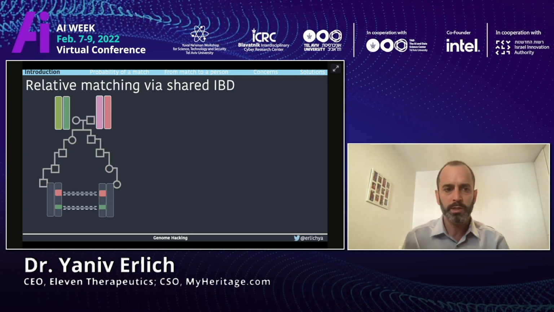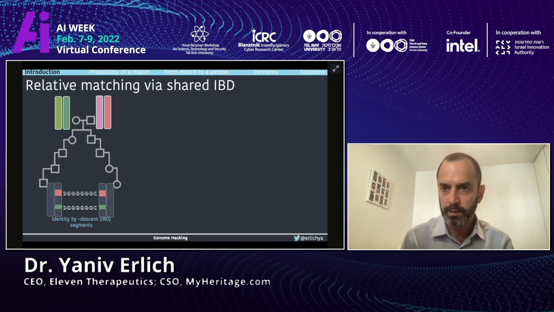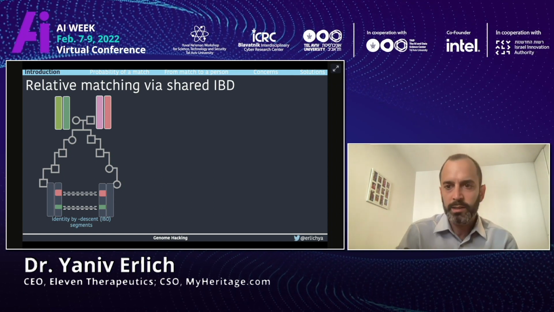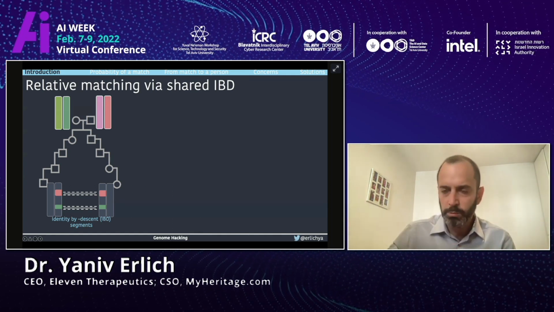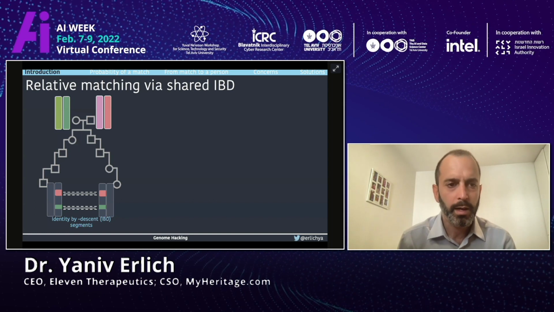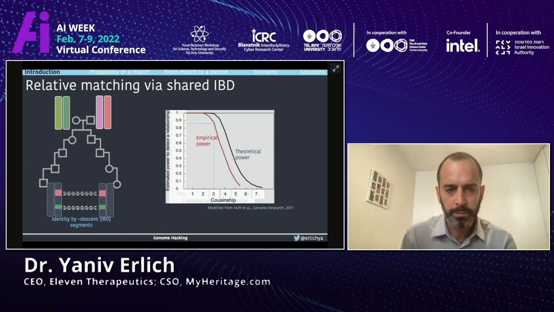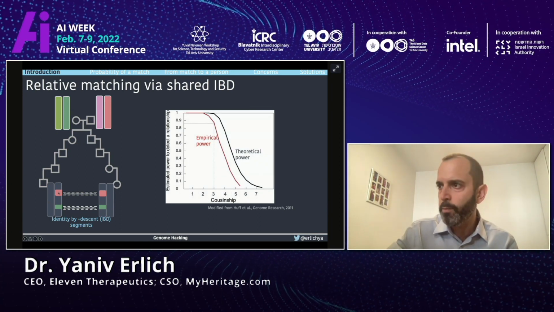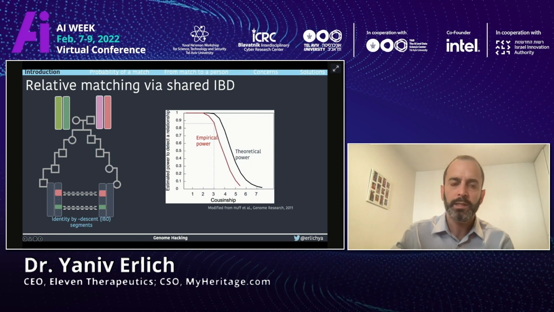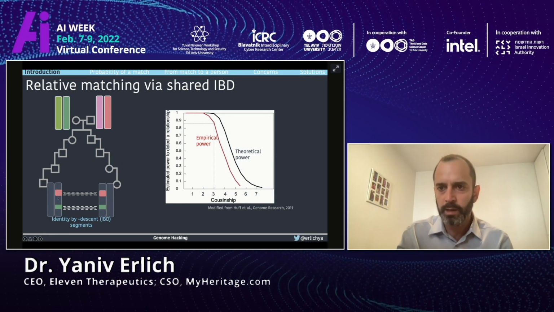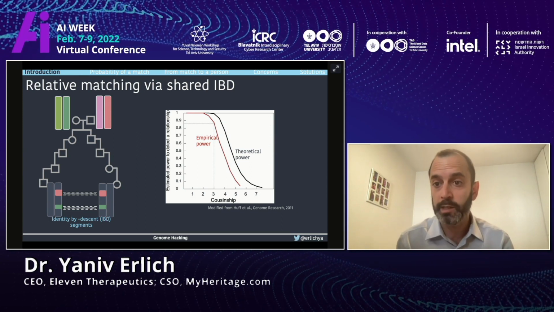We call these regions identity by descent regions, or IBD segments. Identity because they're identical, by descent because they're from the same ancestors, and segments because they are stretches of DNA on the same chromosome. We can develop a parametric model that will look at the number and the length distribution of these IBD segments, and from that we can estimate the genealogical relationship. And it works surprisingly well.